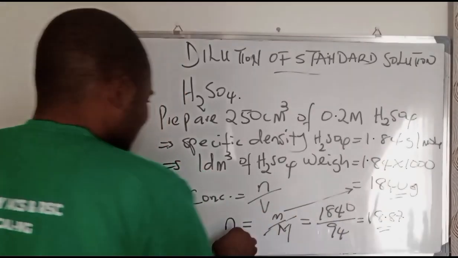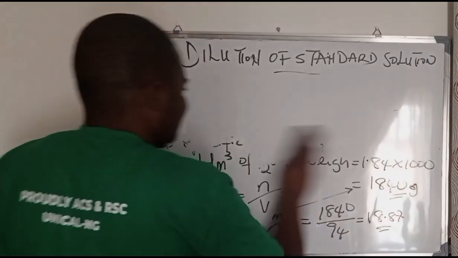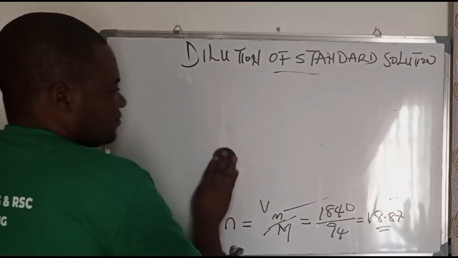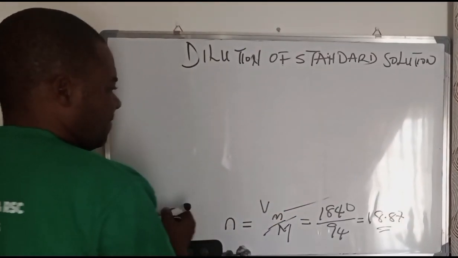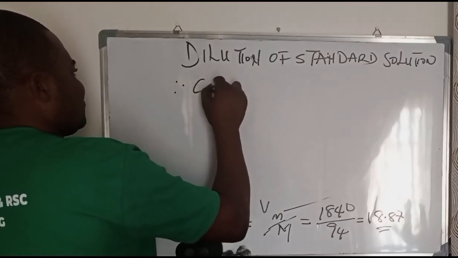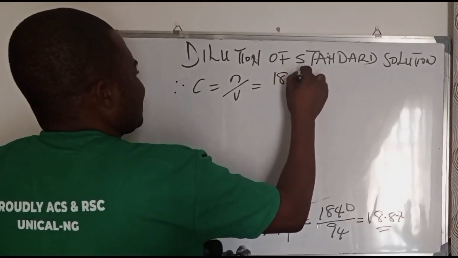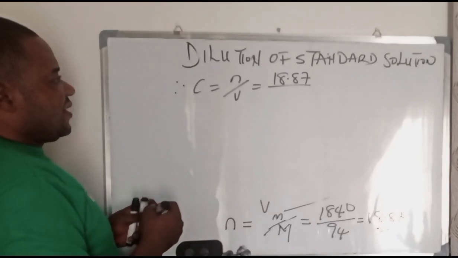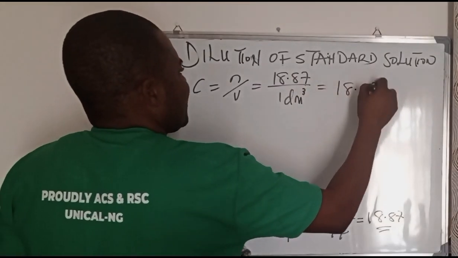Okay, now let me clean this. Okay. So at the end of the day, we'll have now that our concentration, which is N over V, is equal to 18.87 all over the volume. And of course, your volume is 1 dm3. And this will still give you 18.87.